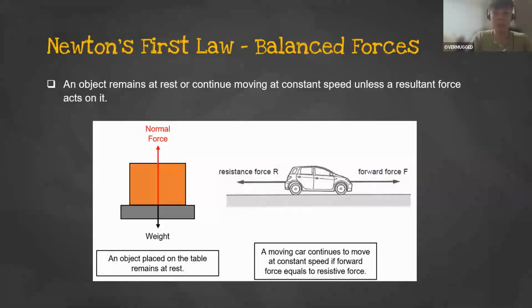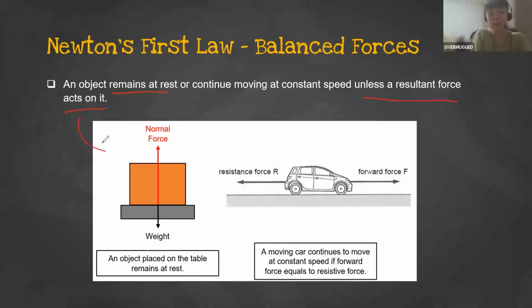Then Newton's first law involving balanced forces. So just now I also drew this diagram over here. Because the weight and normal force cancel each other out, there is zero resultant force. And if there's zero resultant force, your object will not move. It remains at rest or stationary. Okay, so that's what Newton's first law is trying to say. An object will remain at rest unless there is a resultant force.